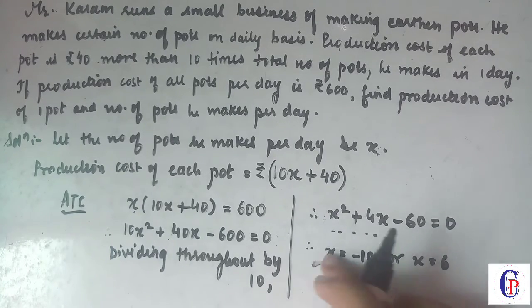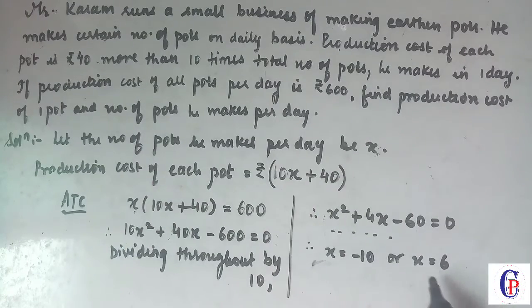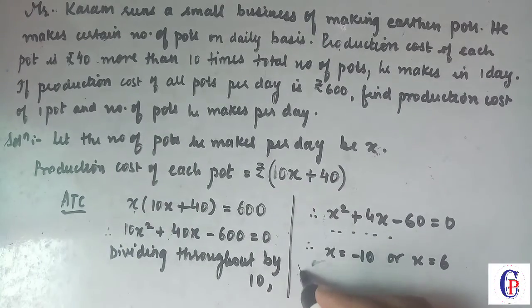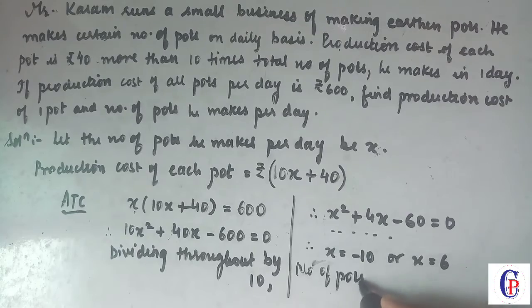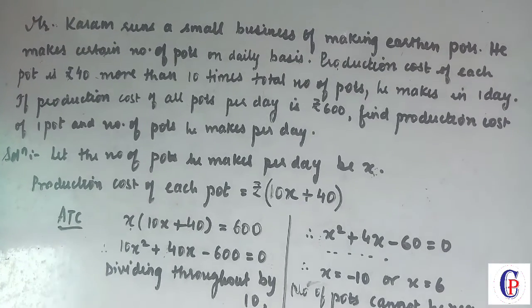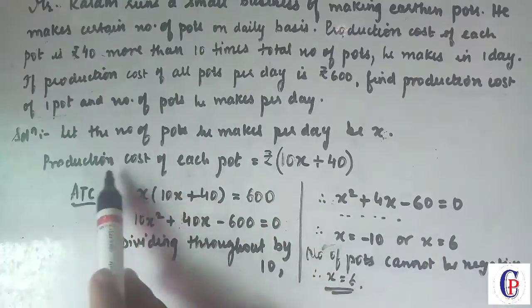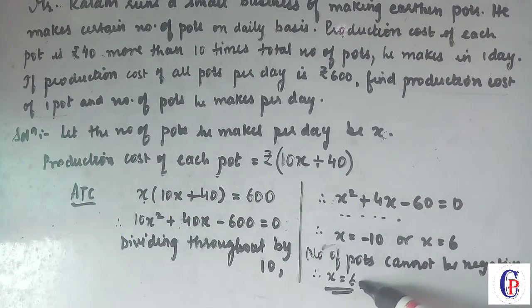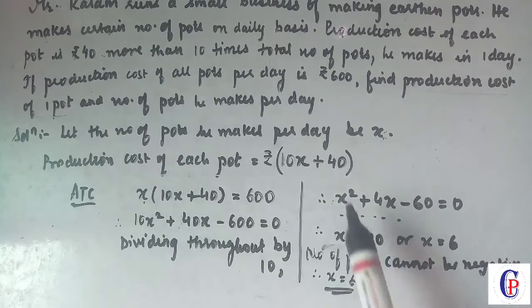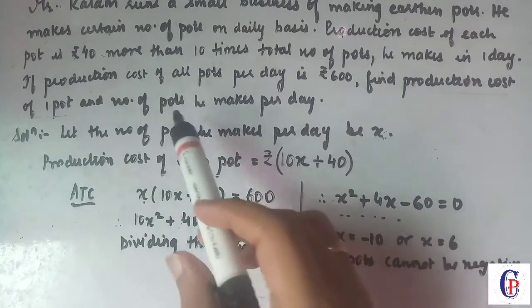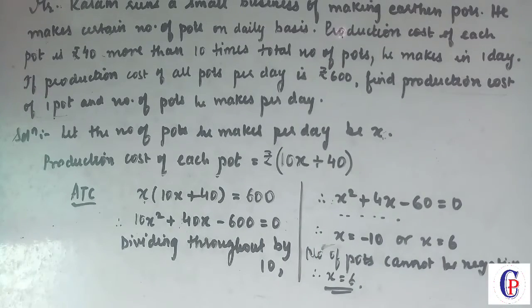Now what was x? The number of pots he makes per day. Of course, the number of pots cannot be negative. Therefore x is 6. They have asked us to find the production cost of one pot. So you will substitute this value of 6 here, and you will get 100. Production cost of one pot is 100 and the number of pots he makes per day is 6.